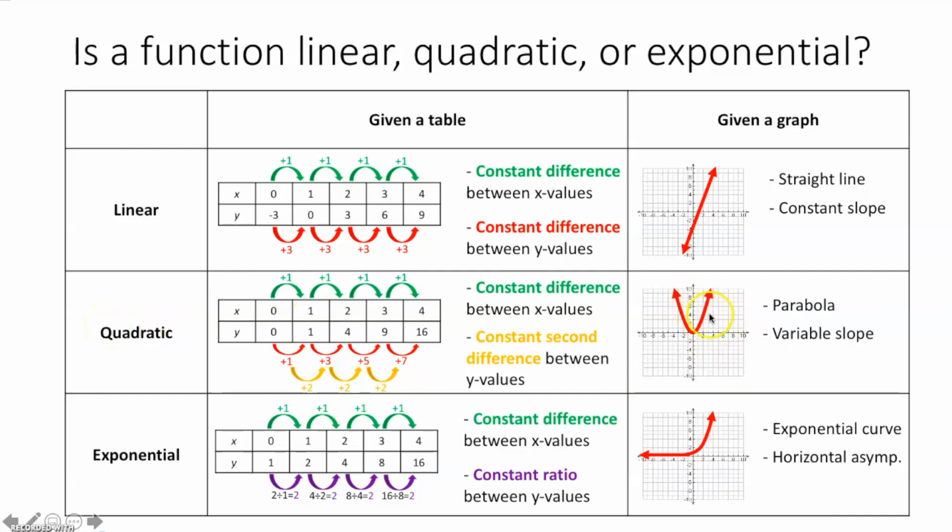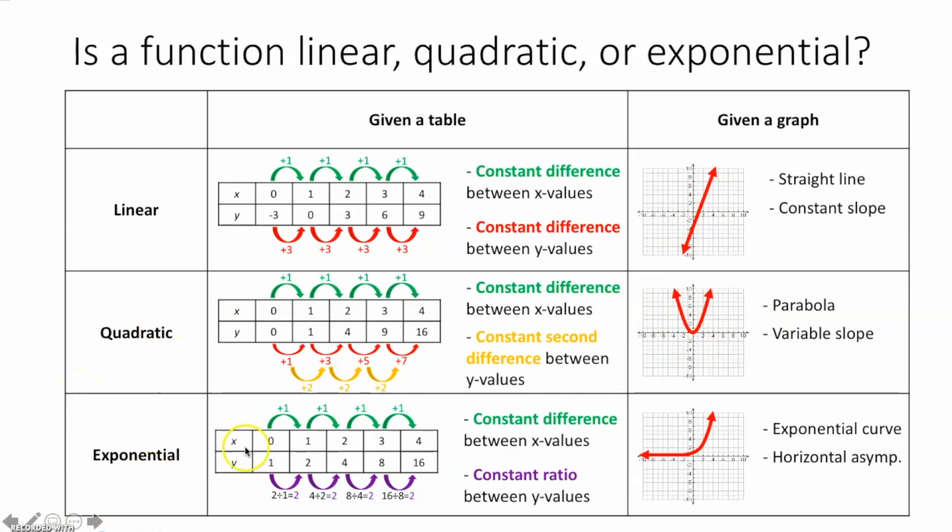Now, let's say you're looking at a graph. A quadratic function is pretty obvious. It's going to be a parabola looking like this. And if you have that U-shaped curve with a variable slope, that just means the slope always changes. It's not constant like a linear function. Then you know it's going to be a quadratic function.